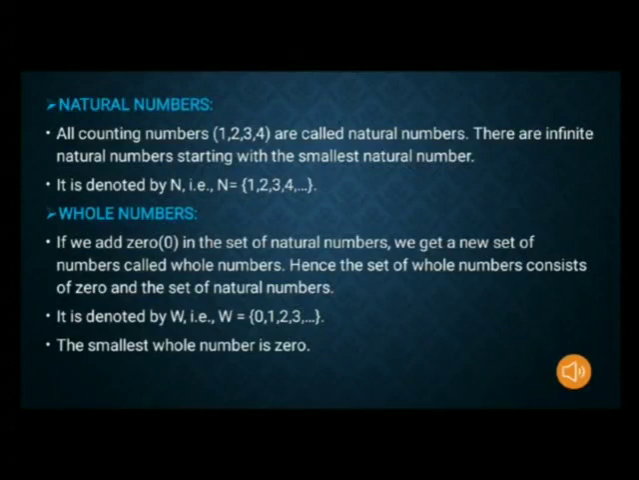Whole numbers: if we add 0 to the set of natural numbers, we get a new set of numbers called whole numbers. Hence, the set of whole numbers consists of 0 and the set of natural numbers. It is denoted by W, that is W equals 0, 1, 2, 3 and on. The smallest whole number is 0.